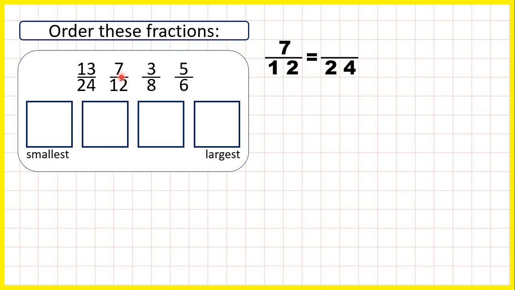So first, let's take 7/12. 12 times 2 is 24, and what we do to the denominator, we need to do to the numerator as well, and 7 times 2 is 14.